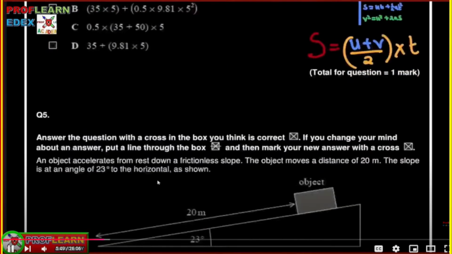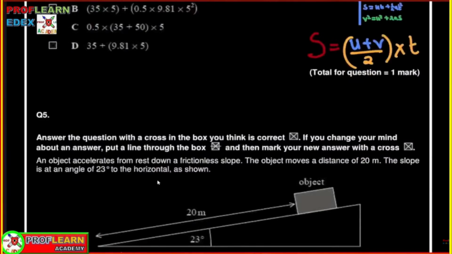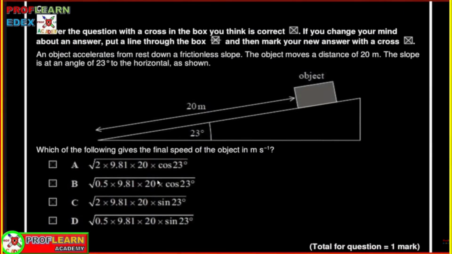So if we try to substitute, you can see the best option there is actually C. C is the correct answer in that case. Question 5 is motion on an inclined plane. So these are some of the questions you may also be asked to work out.